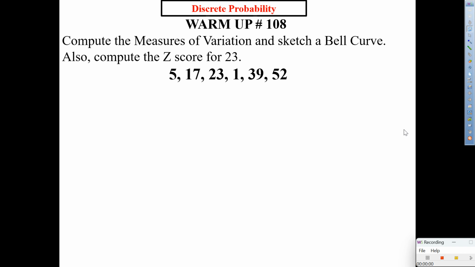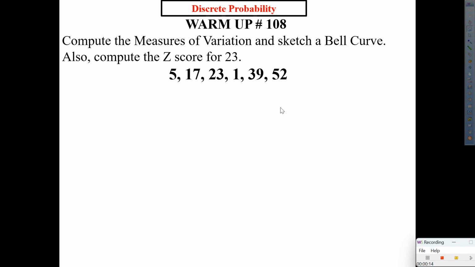Warm-up 108, measures of variation: sketch a bell curve and compute the z-score for 23 Michael Jordan. All right, I'll give you some time for that, and go. Check with your neighbor, see what they got, please. Should be done by now. Are we good? Like I said, we are experts at this.